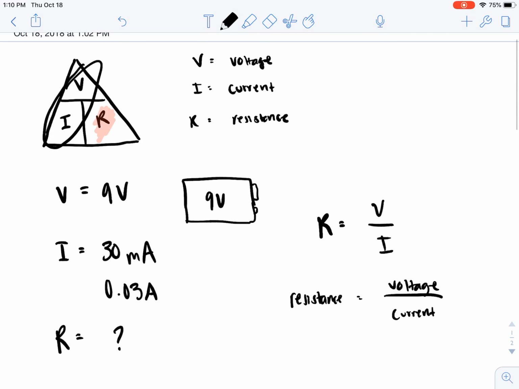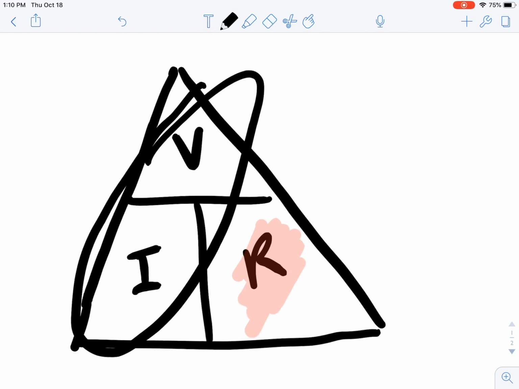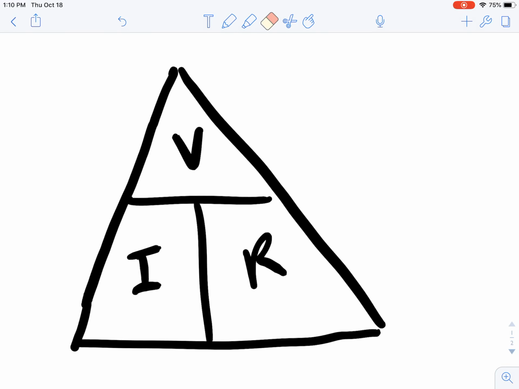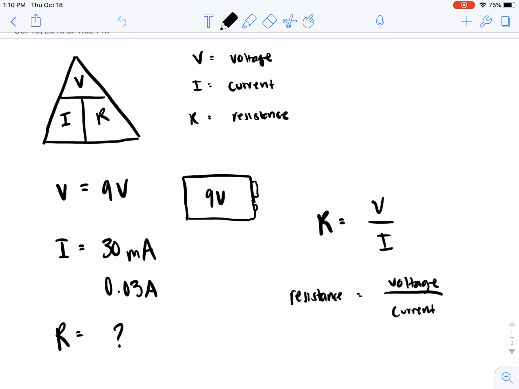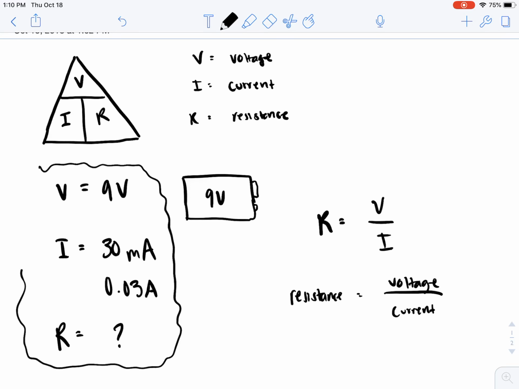So essentially, to solve any problem, you're just going to focus on this triangle right here. This triangle will tell you almost everything that you need to know. And when solving Ohm's law problems, the biggest thing is writing it out into a format like this, so you don't mess up what each one means. So write out each thing, make sure you know what your unknown is, and then just plug it in.